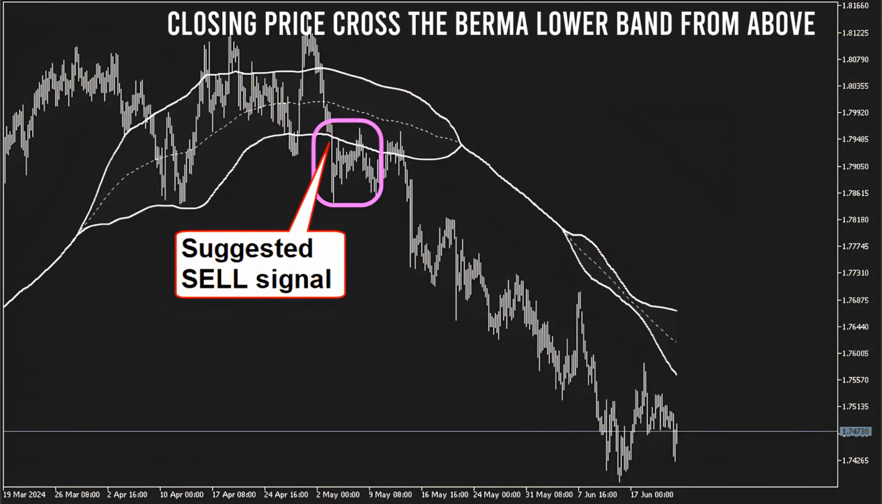Second, a sell signal or the beginning of a downtrend. It occurs when the price candles cross the lower Berma band to the downside. That is, when the previous candle closes above the lower band, and the current candle closes below the lower band.